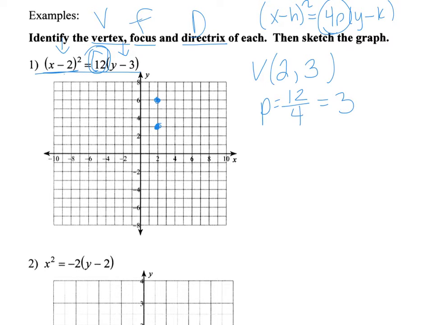And it's positive. Since it's positive, it will be opening up, so the focus is going to be up here. And then down 3 is our directrix.